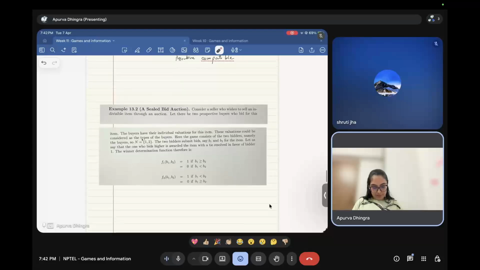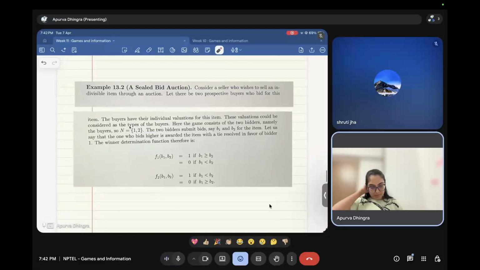So like I was saying, this is an example of a sealed bid auction. Consider there's a seller who wishes to sell some item through an auction. Let's say there are two prospective buyers who bid for that item. The buyers have their individual valuations, so they would have some price in mind for any particular item. These valuations could be considered as the type of the buyer.